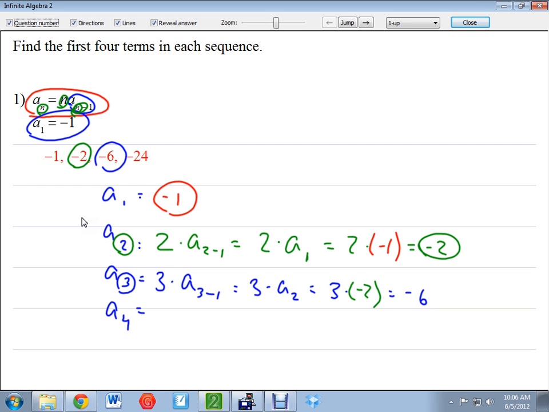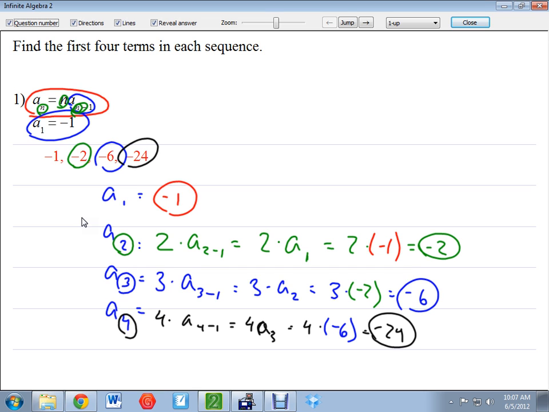This pattern continues. We'd say a_4, we plug in 4. 4 times a sub 4 minus 1 is equal to 4 times a sub 3. And that is 4 times, what is a sub 3? Well, a sub 3 is -6. So 4 times -6 is equal to -24. And that, of course, is my last term of the sequence.